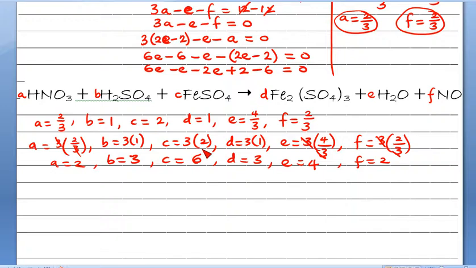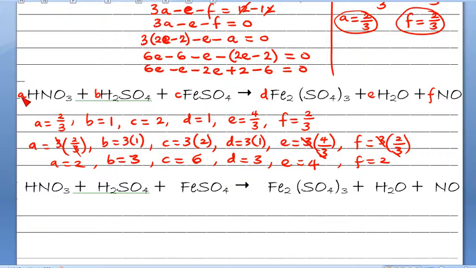So I'm going to put the values here now. I'll put the values here and see whether that balances the equation. Alright, for this A is 2, so I put 2 here. For this B is 3, I put 3 here. For this C is 6, I put 6. D is here, I'll put 3. E is here, that's 4, because E is 4. Then F is 2, this is going to be 2. Now let's check whether the equation is actually balanced.